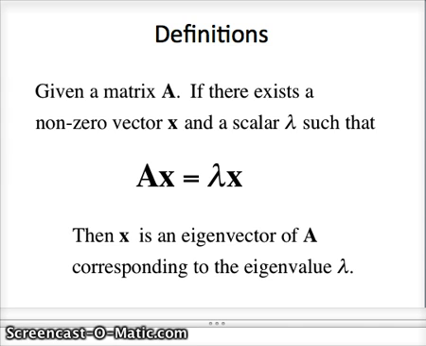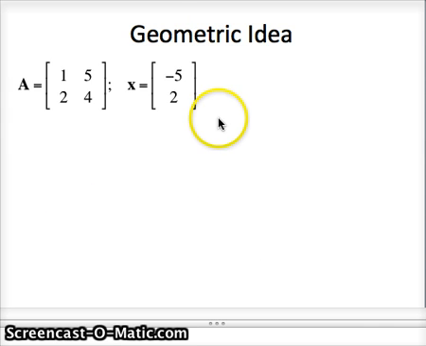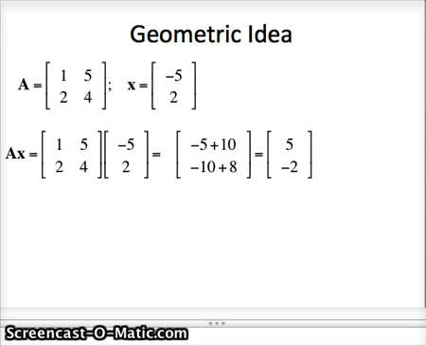So let's take a look at our process here. Another geometric idea. So I've got the vector negative 5, 2. Let's see that. Over 5, up 2. And we're going to see what happens when we multiply A times x. Do we get something pointing in the same direction? Do we get a new vector that is a multiple of the original vector? So we have Ax, 1 times negative 5. 5 times 2 is 10.